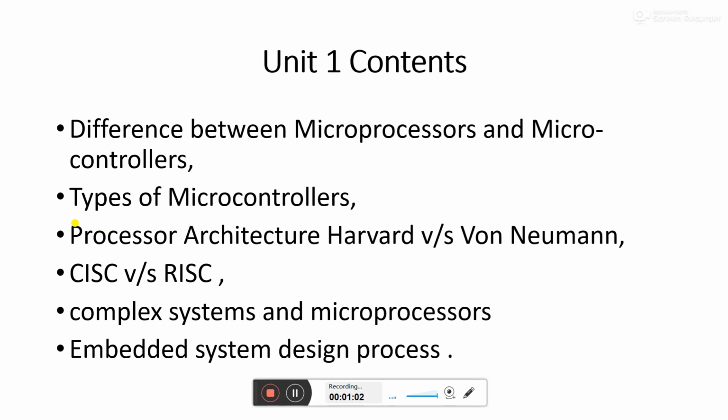Next is the CISC versus RISC type architecture, and it is based on the instruction set architecture. Which type of instruction set is defined in the microcontroller or microprocessor by the design engineers is basically divided into two types: one is CISC type architecture and another is RISC type architecture. Another topic is complex systems and microprocessors. In this we will find which types of systems are available and what the significance of the microprocessor is in these systems. Next we will learn about the embedded system design process.